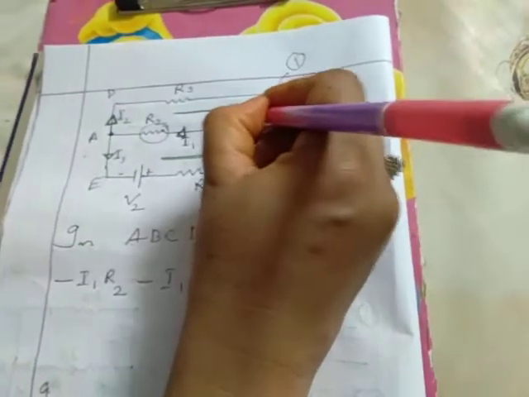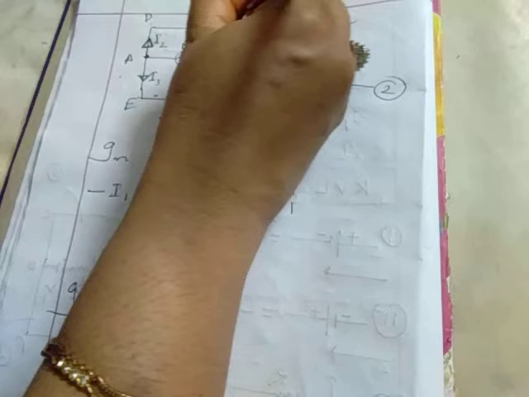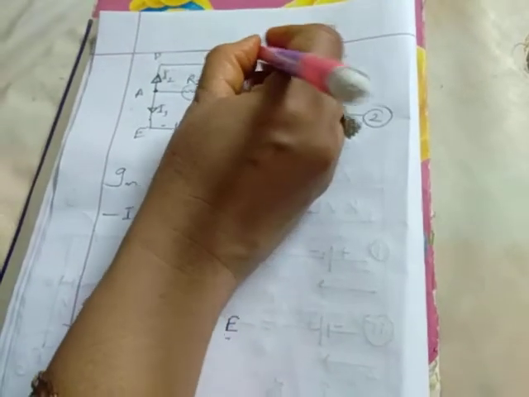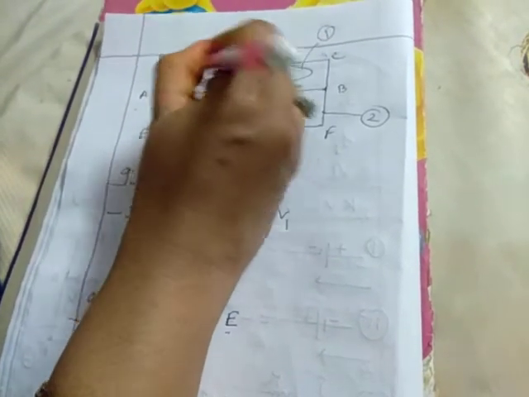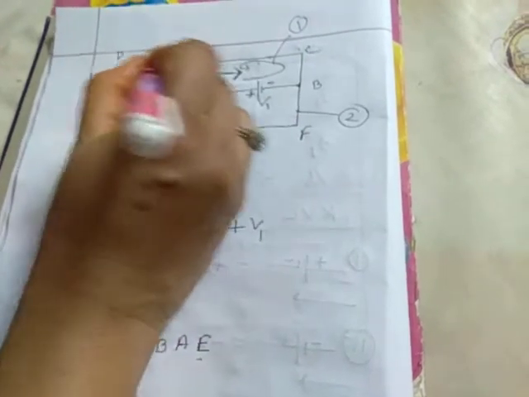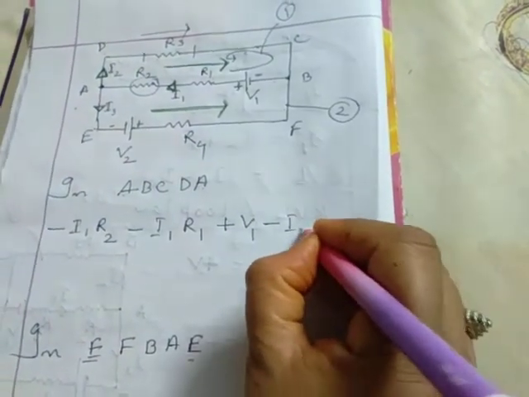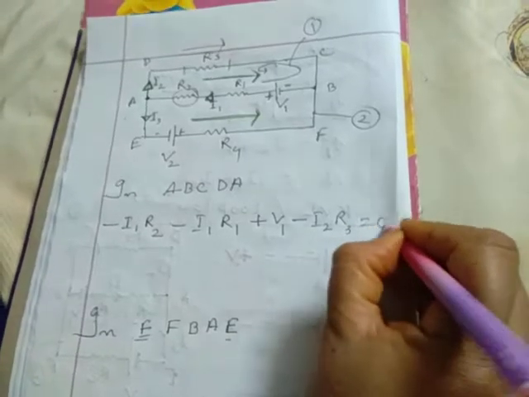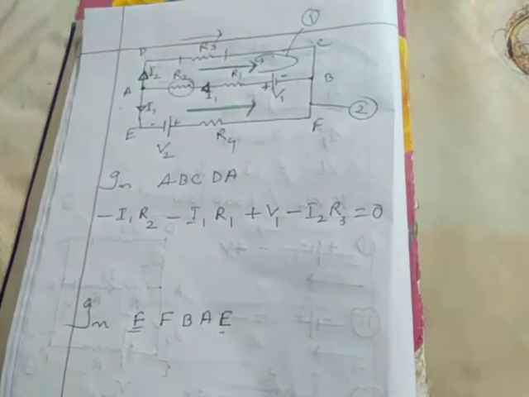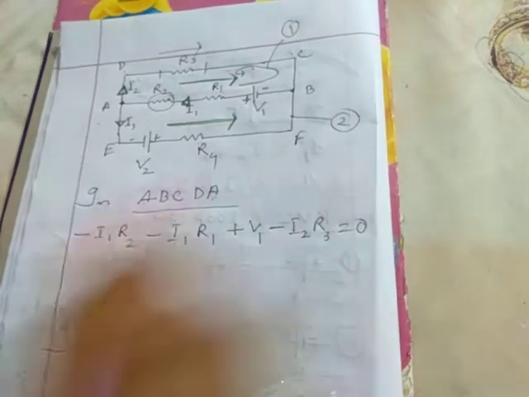In this way you are moving. When you want to measure the potential difference through R3, I2 is in this direction, but you are moving against the direction of the current. That means it will be negative: minus I2 R3 equal to 0. That is for the loop A, B, C, D, A.